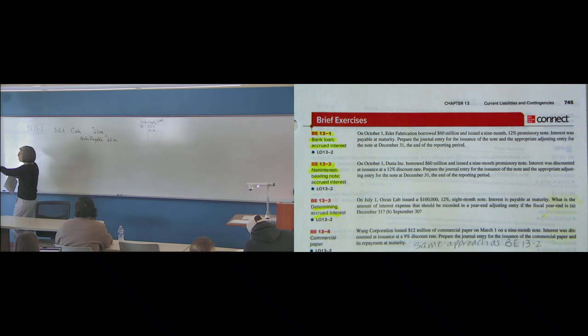What date, right? At the end of the year, right? The end of the year is the end of the reporting period. And what happens on December 31st in general? Yeah, well, so this is the end of our year. We do adjusting entries. We prepare financial statements. We close the accounting period, right?